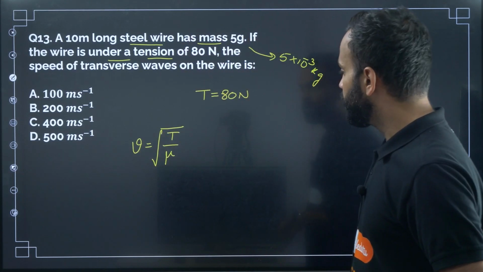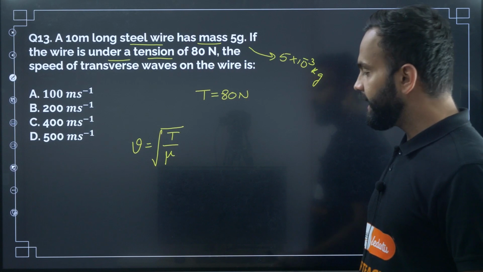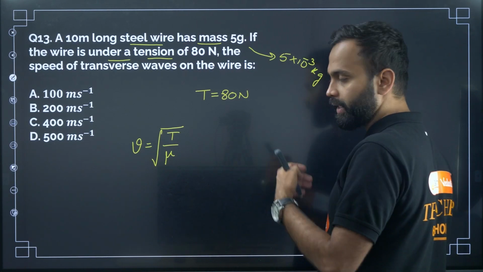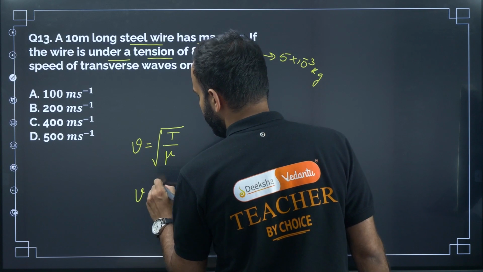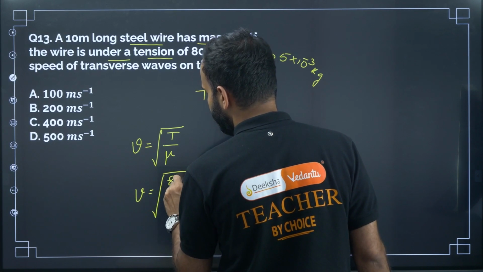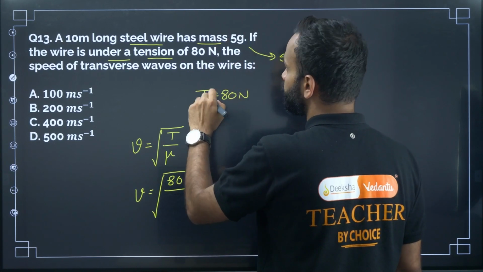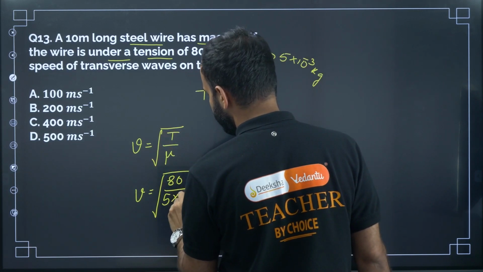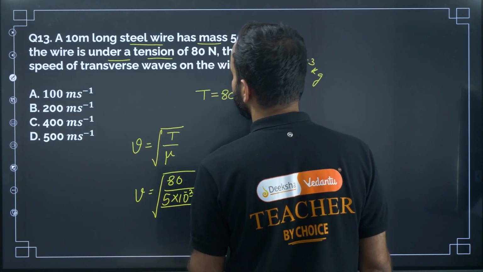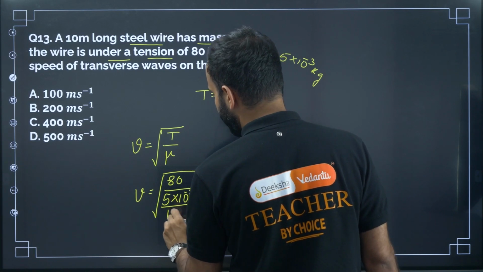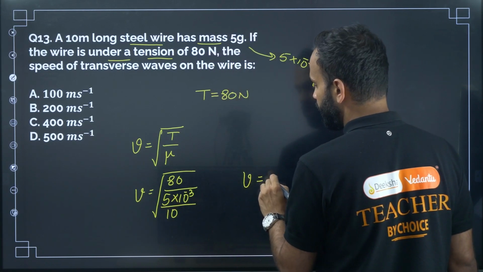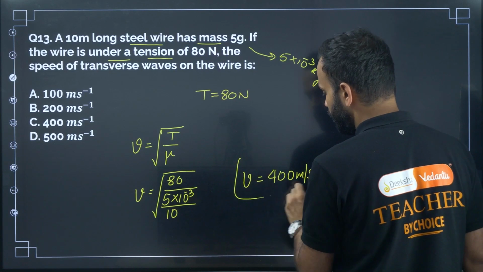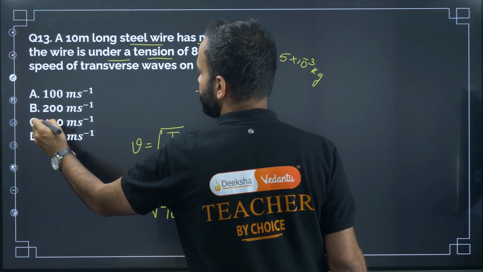So what is mu? Mu is linear mass density, right? What is linear mass density? Mass per unit length, or mass by length. So now V is equal to root of T divided by mu, where mu is mass per length: mass is 5 into 10 to the power minus 3 divided by length 10 meter. So now solve this, you will get V equal to 400 meter per second. The correct option is C.